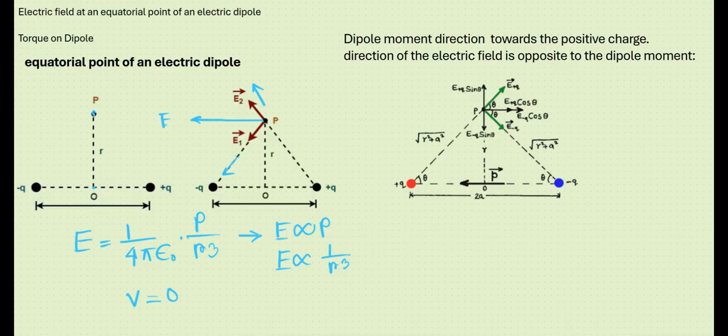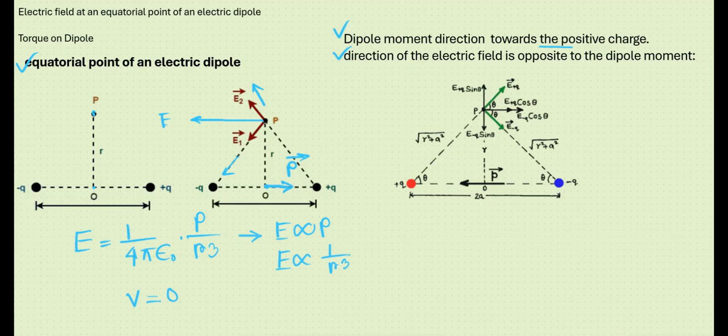Anyways, here is a very important point: first of all, the dipole moment direction is towards the positive charge. This is for both cases, equatorial and axial as well. So what I'm saying is, the dipole moment is towards the positive charge, it means that from the observation point, the dipole moment will be in this direction. So this will be the dipole moment.